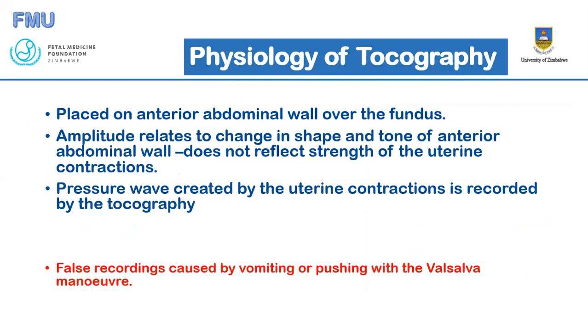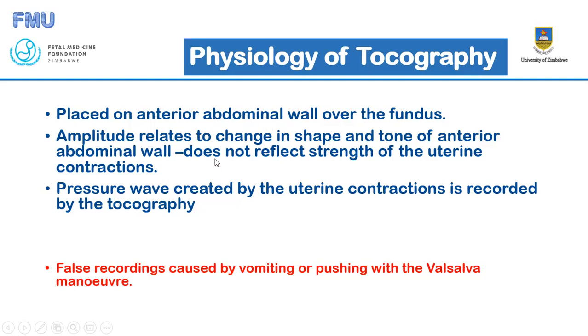What is the physiology of tocography? When we are monitoring the uterine muscles, we place the tocometer on the anterior abdominal wall over the fundus. I didn't get this correct. We place it over the fundus on the anterior abdominal wall.